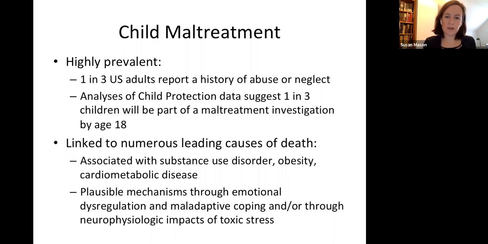Maltreatment in childhood is linked to numerous leading causes of death later in life. It's associated with adult substance use disorder, obesity, cardiometabolic disease. And there are a number of plausible mechanisms that are being articulated through a number of animal models and other approaches. And these kind of fall into two camps, one through a behavioral pathway that starts with emotional dysregulation and maladaptive coping, and another through neurophysiological impacts of toxic stress. These aren't mutually exclusive. They both may be operating.